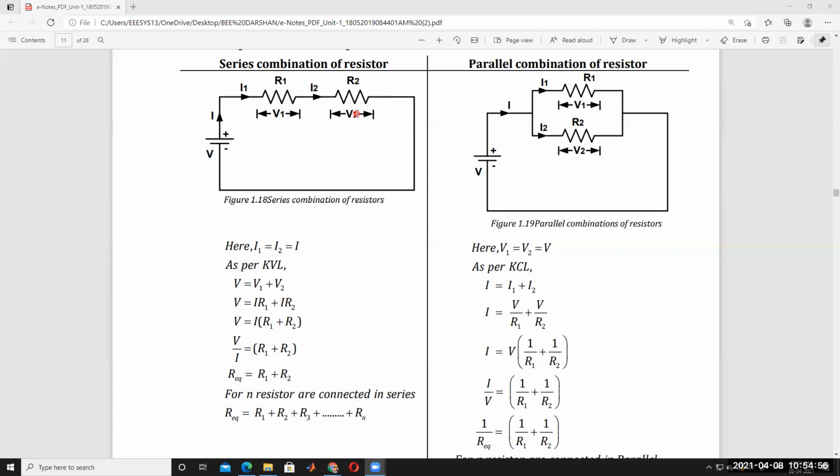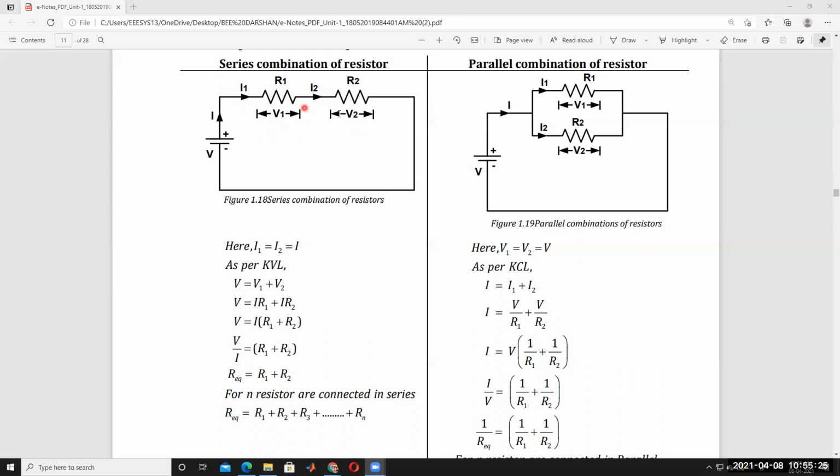Here the current entering resistor R1 is I1, and the current entering resistor R2 is I2. The voltage drop across resistor R1 is V1, and the voltage drop across resistor R2 is V2.